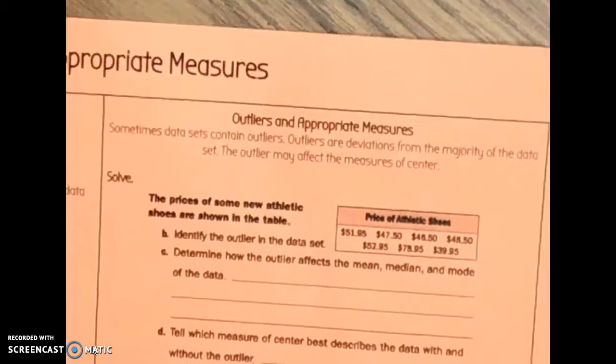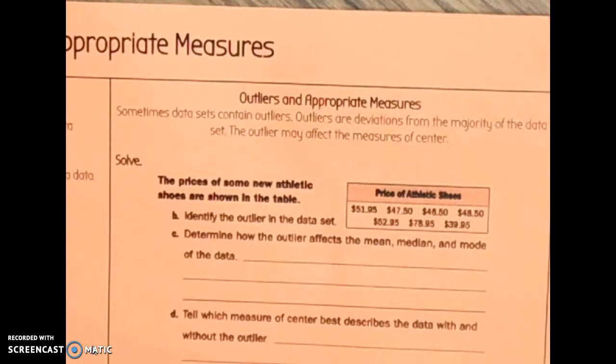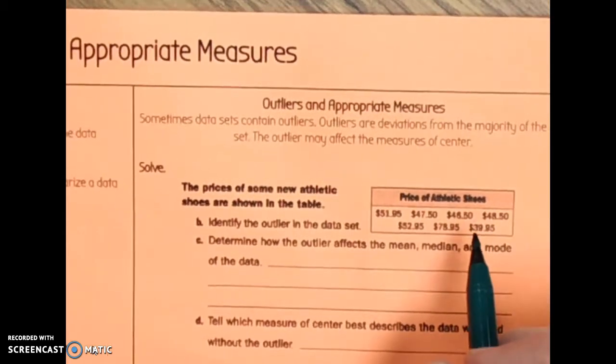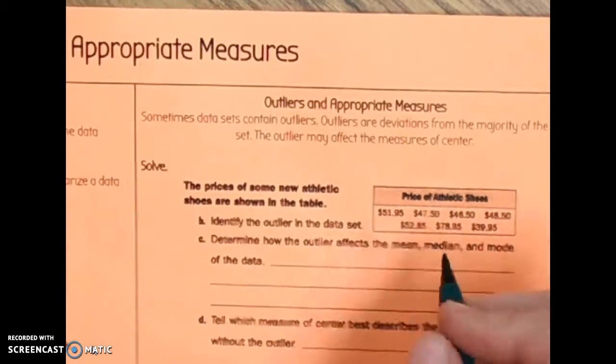Let's take a look at the other side. This is outliers, an appropriate measure. So sometimes a data set contains an outlier that can kind of mess with your data. Outliers are deviations from the majority of the data. The outlier may affect the measure of center. So what we're going to do is first identify the outlier. I'm going to put them in order from least to greatest so it's easier for me to look at.